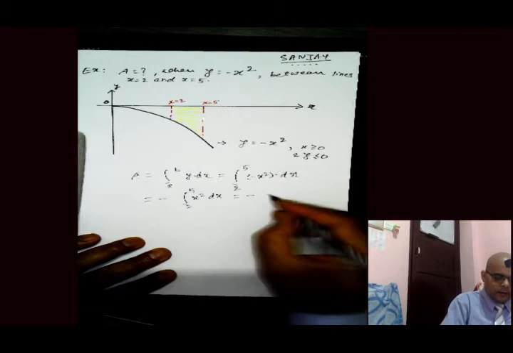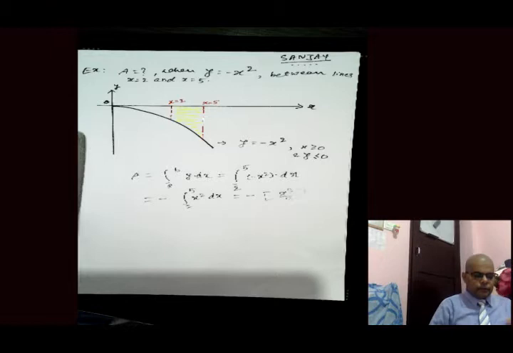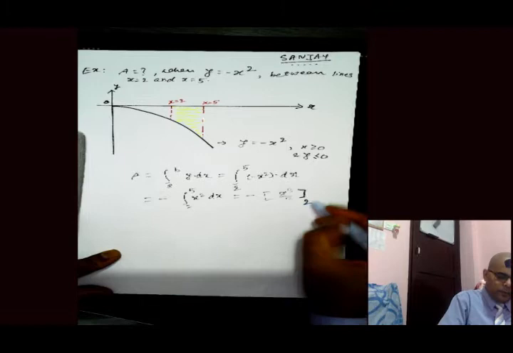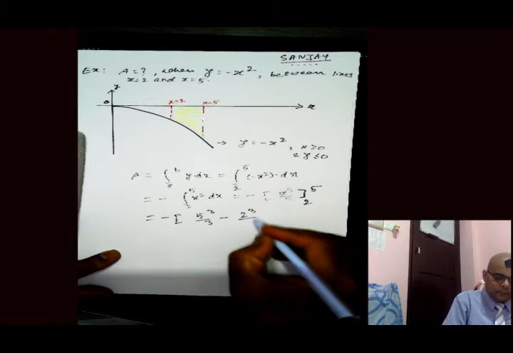So the integration of this function is, this is x squared, so this is x cubed by 3, okay, and then the lower limit is 2 and the upper limit is 5, so it is minus 5 cubed by 3 minus 2 cubed by 3, so we are putting 2 in place of x, so 2 cubed by 3 over here.